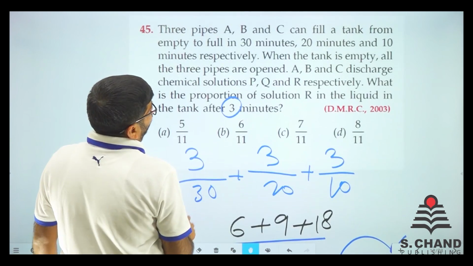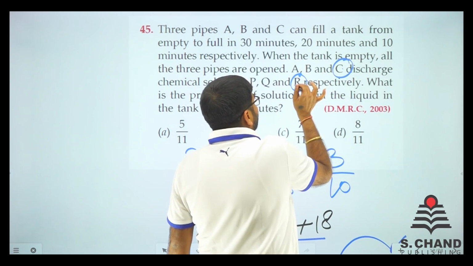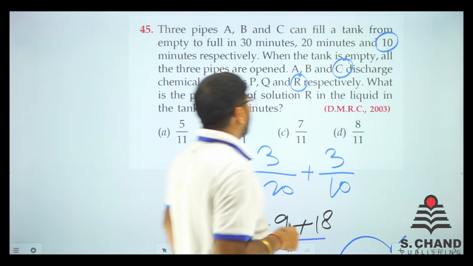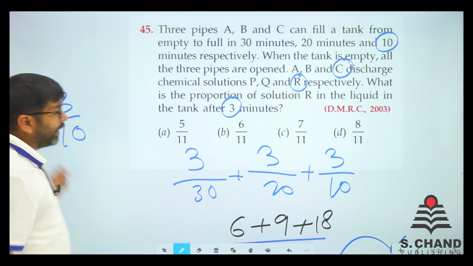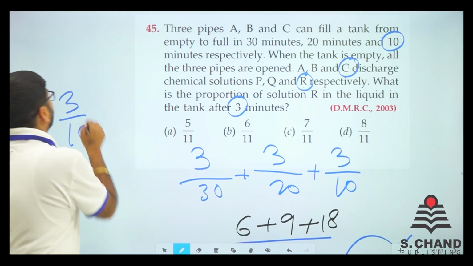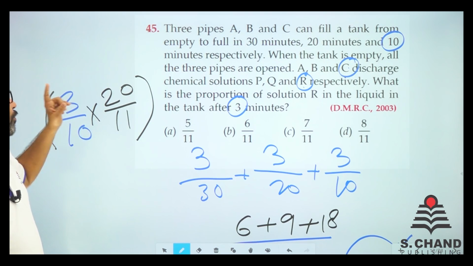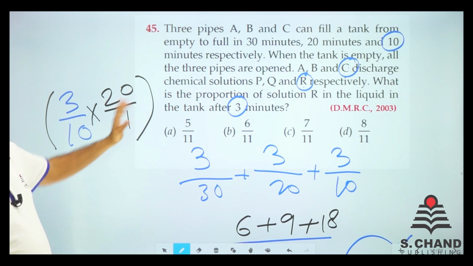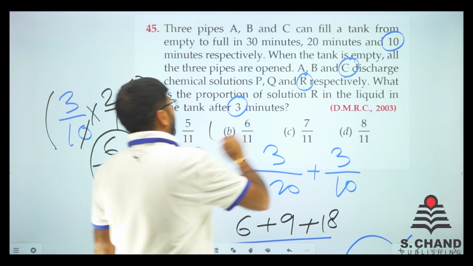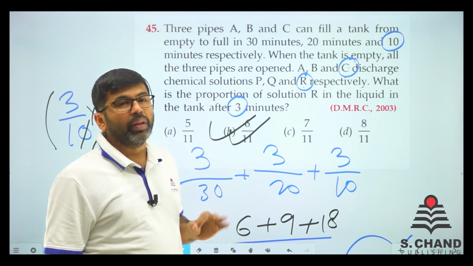Now what are we asked? We are asked about this R, which was discharged with the C pipe, which discharges R chemical, right? So R was filled in 3 minutes, so it will be 3 by 10. And in 3 minutes, what amount do we get? 11 by 20. So multiply by the time taken, that is the reverse, 20 by 11. That will be the portion, because 3 by 10 is the time taken for 3 minutes, and 20 by 11 is the total part. So the 0 got cancelled, and we get 6 by 11. Yes, the ratio is 6 by 11 of this portion, that is the R portion, in the solution in 3 minutes. Let's move on to the next question.